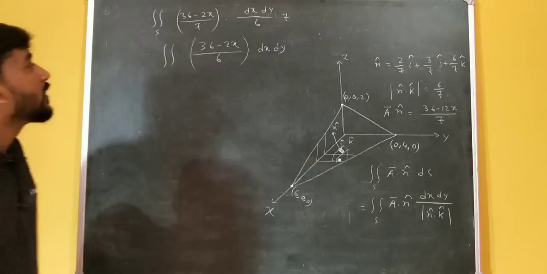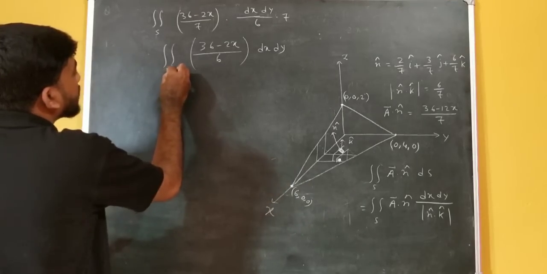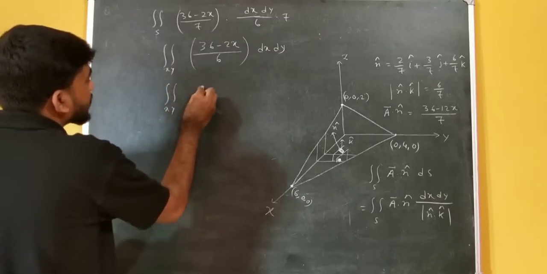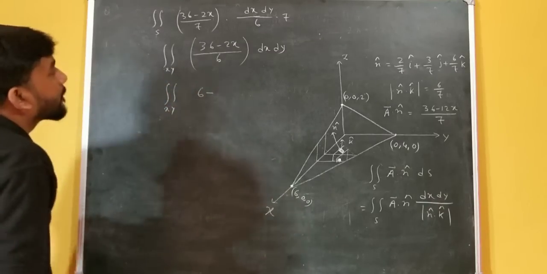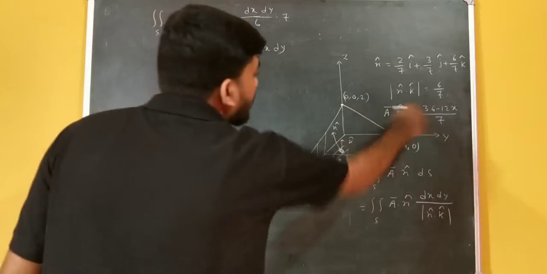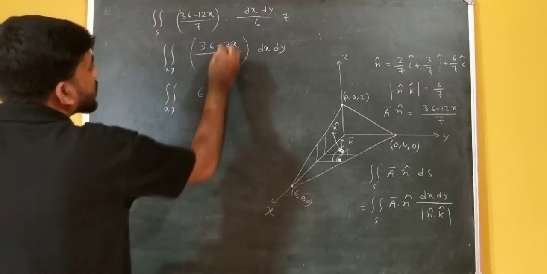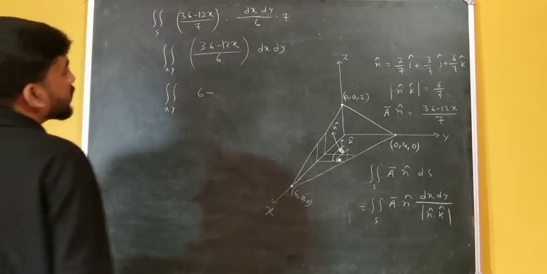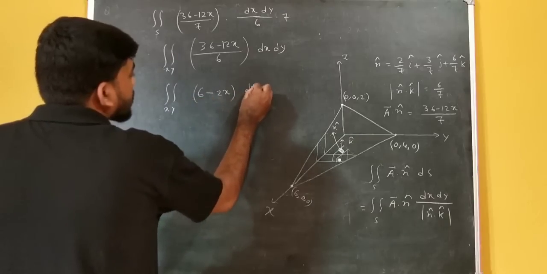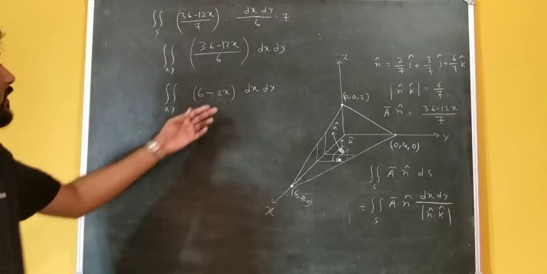Okay, and if you want, you can modify it from here also. So this is now the xy plane. The region of integration is now xy plane. So it will be just 6 minus, I think something is missing. Yes, this is 12, not 2. Okay, so this is 12. So it will be 6 minus 2x. Very simple. Into dx dy. Okay, so it's a very simple double integration now.